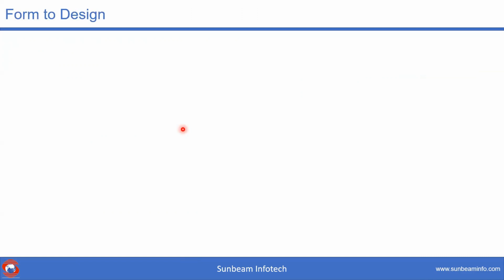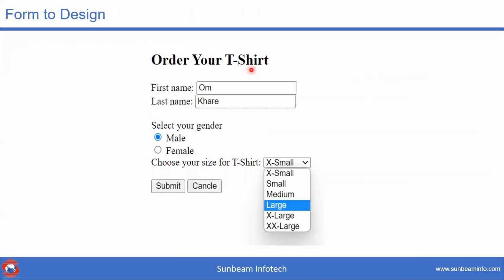Form to design. Basically, I have mentioned a scenario like order your t-shirt, and for this I have given some requirements. We need to have, let's say, text boxes for inputting the name, that is first name and last name. Again, for selecting the gender we need to design some radio buttons. Again, to choose the size we are going to use a drop-down list, and to submit or cancel the contents we have taken submit and cancel buttons.